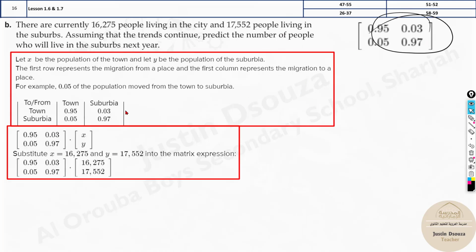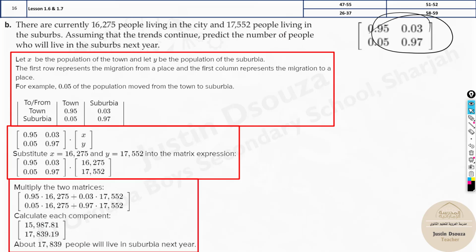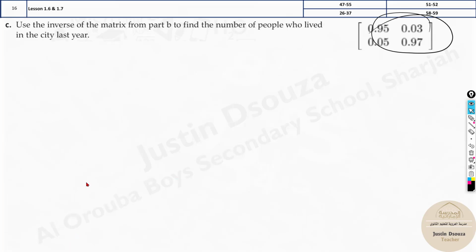Now, from this matrix itself, if you just multiply it with the values. 16,275 live in the city. So the first one we have taken as city, right? Say 0.95 over there, right? 16,275. And where is the suburb? It's 0.97 over here, right? The other value. Just multiply them and you will get the answer. So when you multiply, you get 17,839 for suburb. So they just asked for suburbs next year. From how much it was currently, it was 70,552. There'll be 17,839 population.